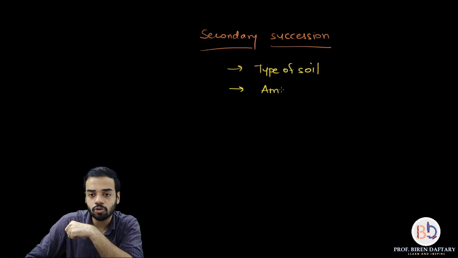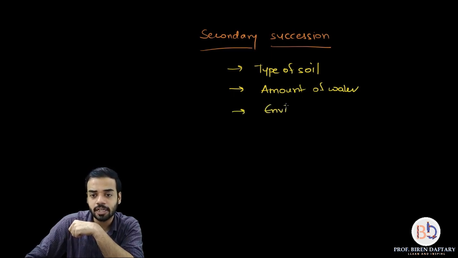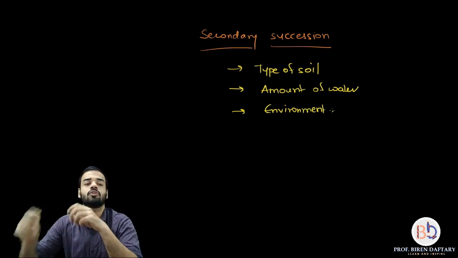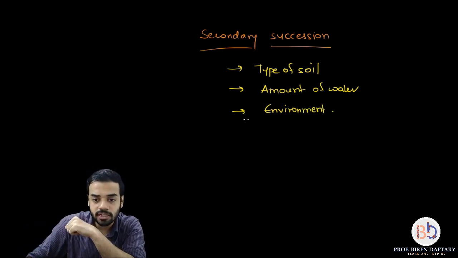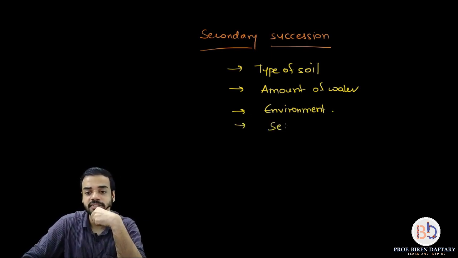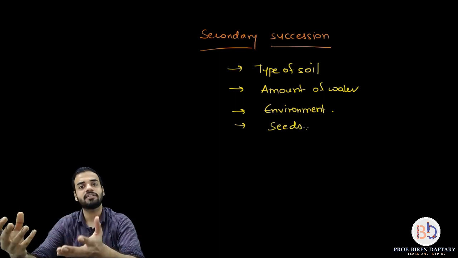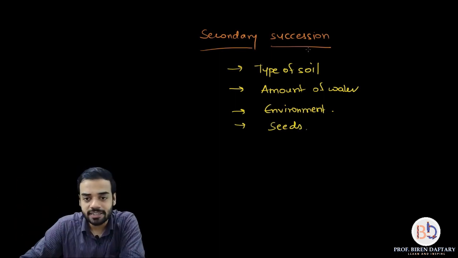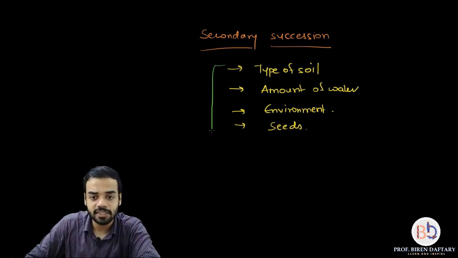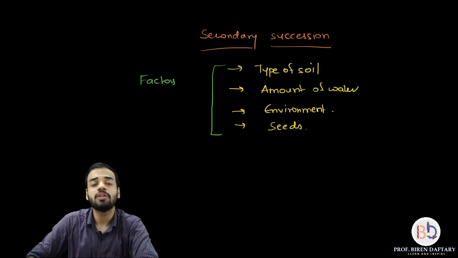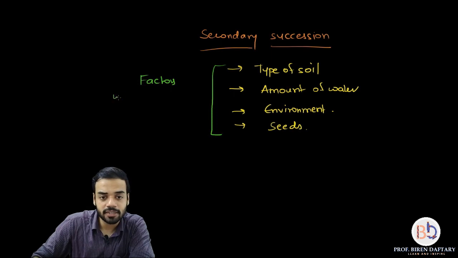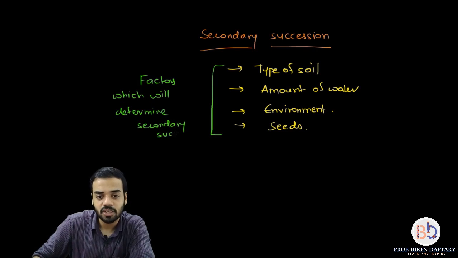Next is going to be the amount of water which is present in the soil, right? Third is going to be the climate or the environmental pattern, how the environment is going to pan out. Fourth factor which can affect the secondary succession is how many seeds are present in the soil. See, if there are no seeds, then secondary succession won't happen. If there are seeds, then these seeds will give rise to new plants, they will form a secondary succession, correct? So all these factors are basically going to determine how secondary succession is going to occur. So, factors which will determine secondary succession. Is this clear, guys? Okay, it is very simple.